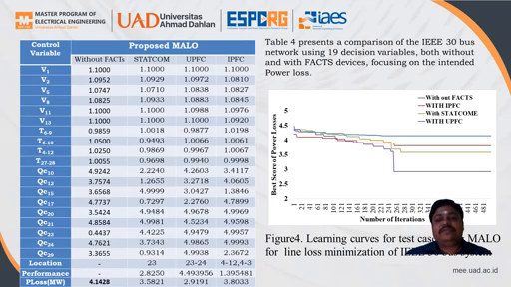This figure represents the convergence characteristics of the different conditions. The x-axis represents the number of iterations, and the y-axis represents the power loss minimization. From the figure, we observe that the IPFC gives a better result and converges quickly.